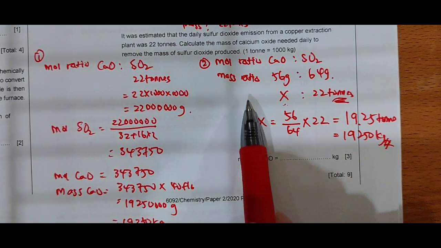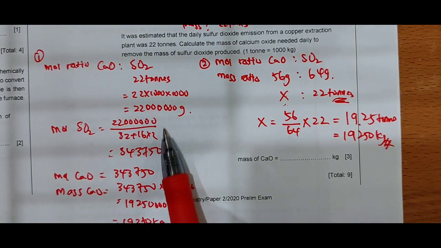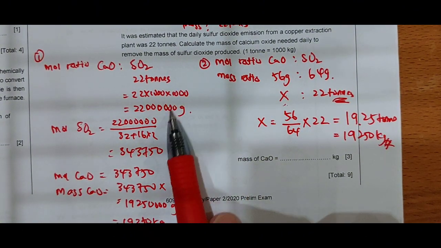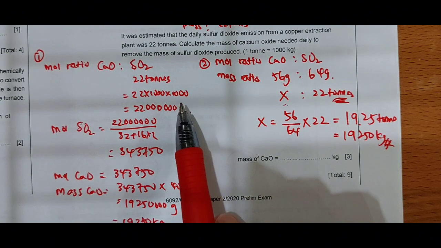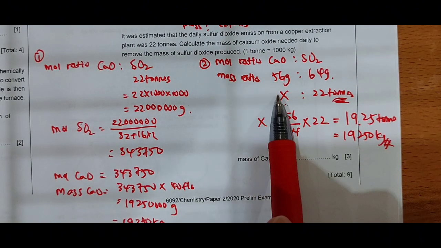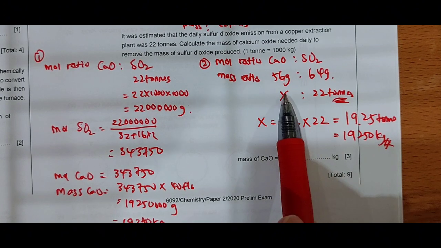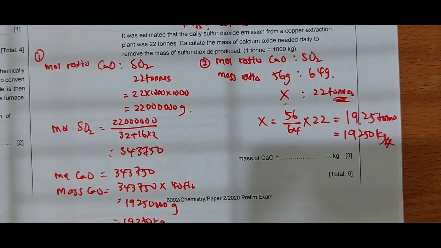Okay, so take note. For this question, with the mass ratio, the number of steps is fewer. With the mole ratio, there are more steps because you need to convert tons to mole, and then after that convert mole to mass. Whereas for the mass ratio, directly from tons, straight away you find the mass of calcium oxide in tons, then after that convert it to kilogram.